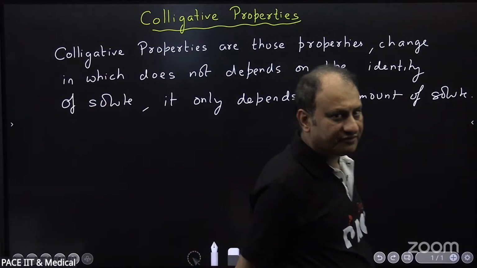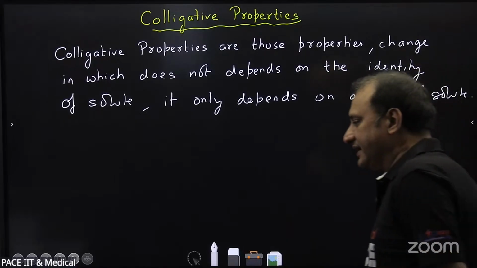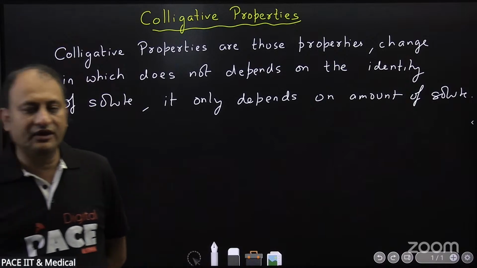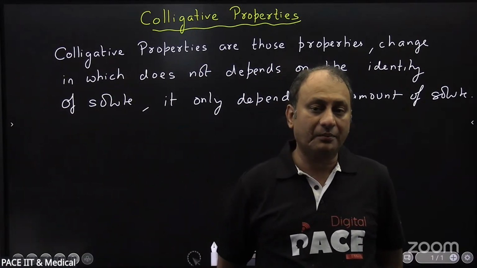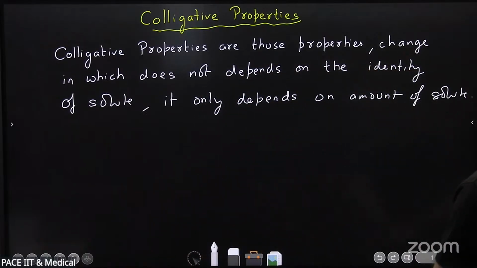What are colligative properties? Change in which does not depend on identity of solute. मतलब वो इस पे नहीं डिपेंड करेंगी कि क्या सॉल्यूट डाला है, what is the solute. They will not depend on that. They will only depend on amount of solute. कितना solute डाला है, only on amount. Correct? So such properties we will call as colligative property.